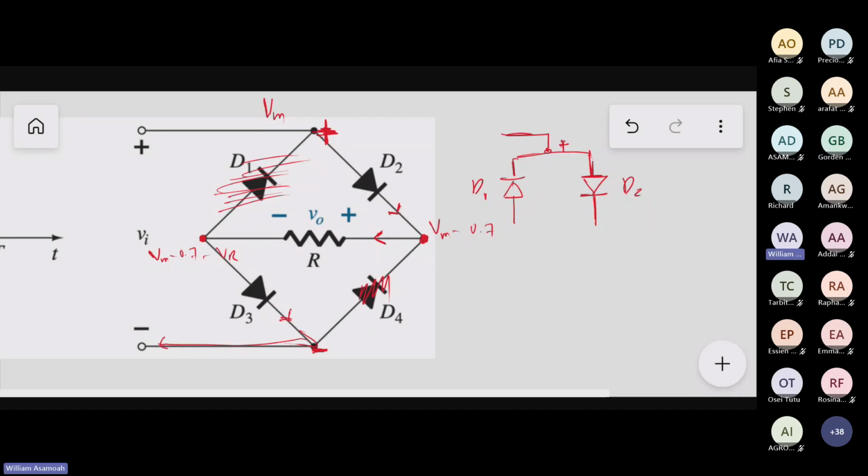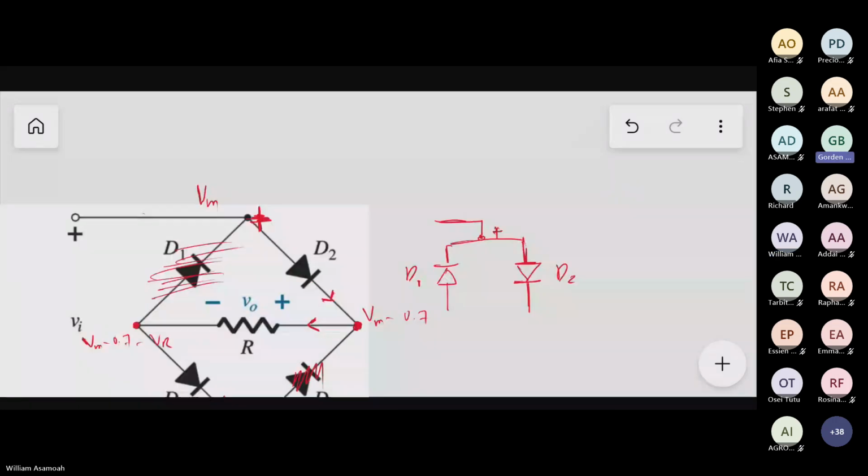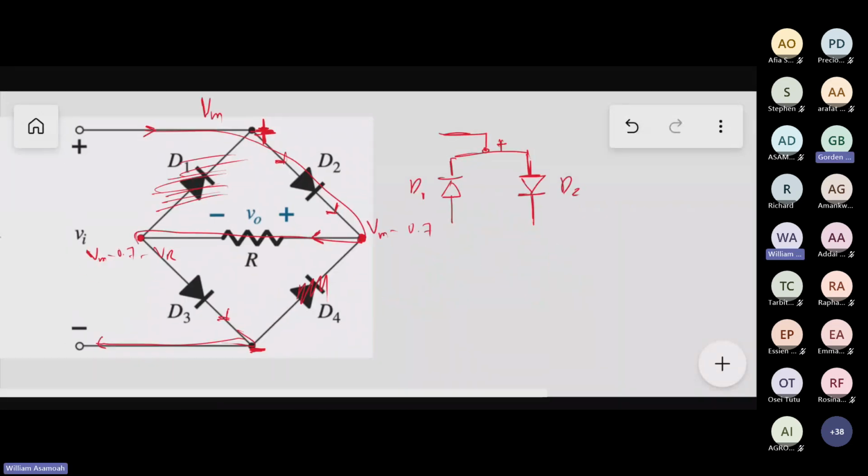So in the forward direction, the current goes this way, comes here, passes through this, passes here, then goes back. Please, do we understand? Yes, sir. Great.